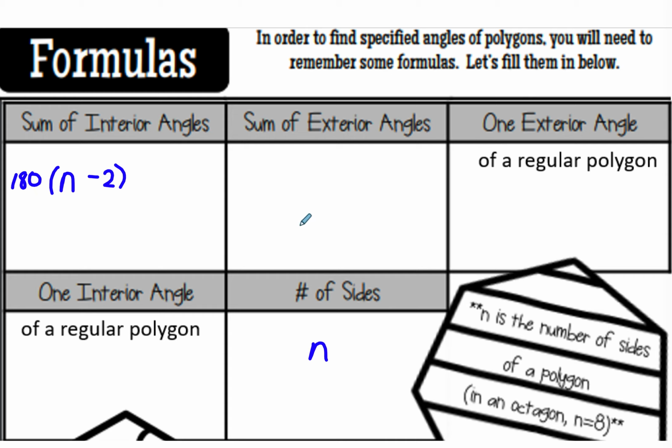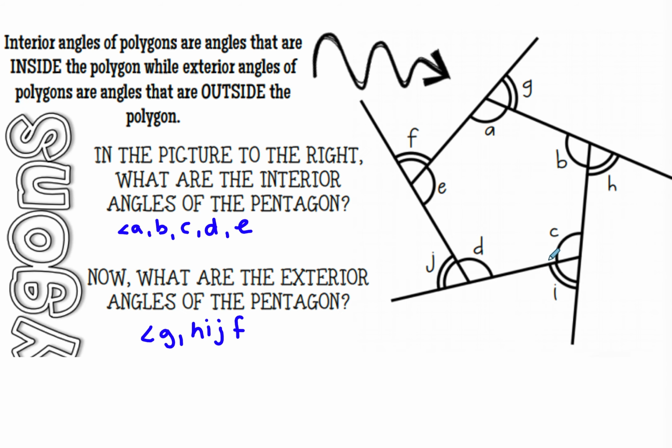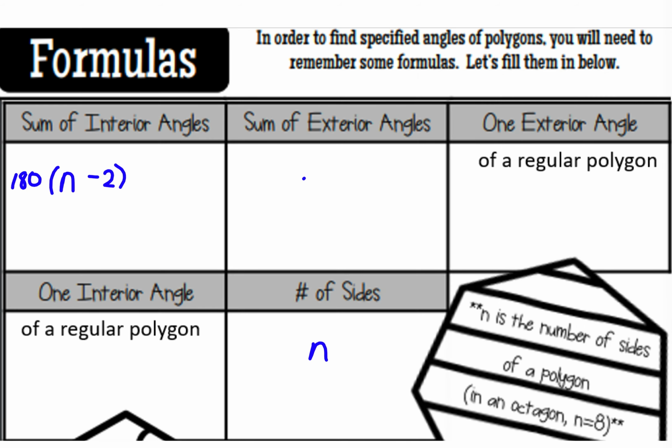The sum of the exterior angles. Exterior angles are like this, these guys. The sum of the exterior angles is always going to equal 360 degrees because it's like turning that shape in one full circle. So no matter what the polygon is, whether it's a triangle or a pentagon, the sum of the exterior angles is always going to equal 360 degrees.